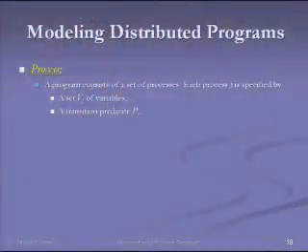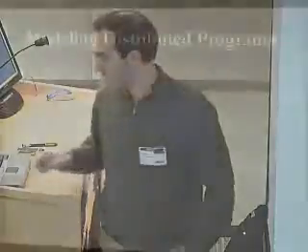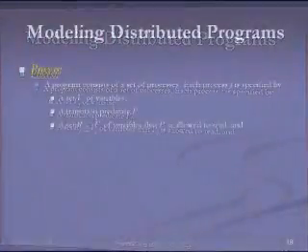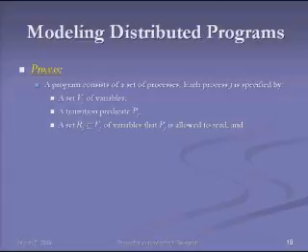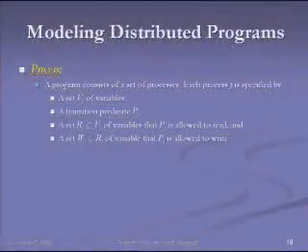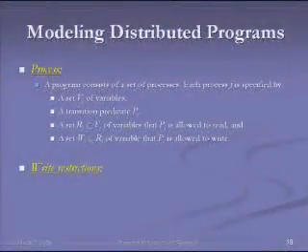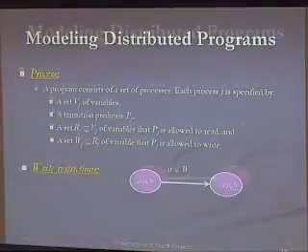So we have to introduce the notion of process, which means a program consists of a set of processes. And each process is identified by a set of variables, a transition predicate, which says how the process gets executed, a set of variables that the process can read, and a set of variables that the process can write. Okay? This is how we model the write restrictions of a process.